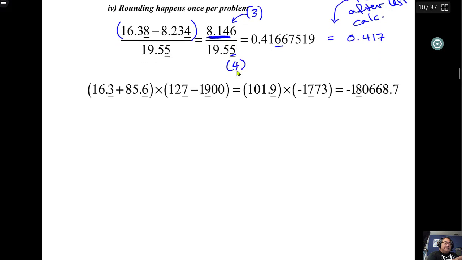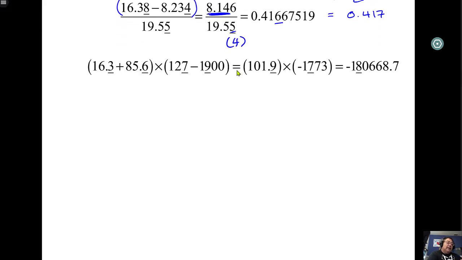All right, here's another one. So I have 16.3 plus 85.6, and that quantity will be multiplied by 127 minus 1900. When I do the calculations, I plug all this into my calculator. I get this number, and then I multiply them together. I'm going to round those, right?